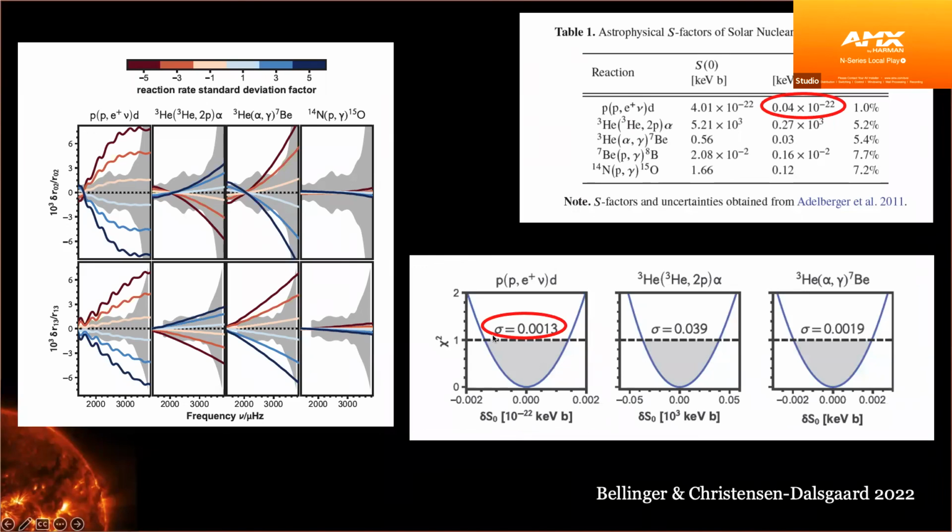Similarly, there are the other reactions. And you can make a chi-squared surface and show what sort of uncertainties they get using this work. And these uncertainties turn out to be much smaller than the standard uncertainties. Okay.